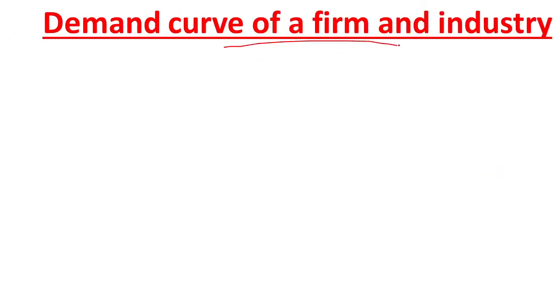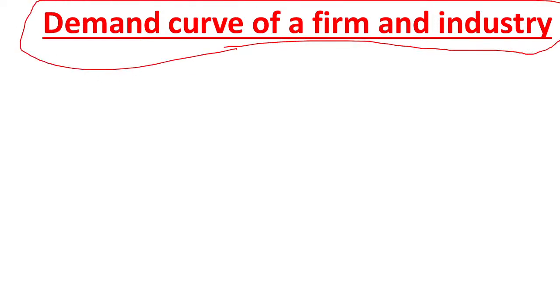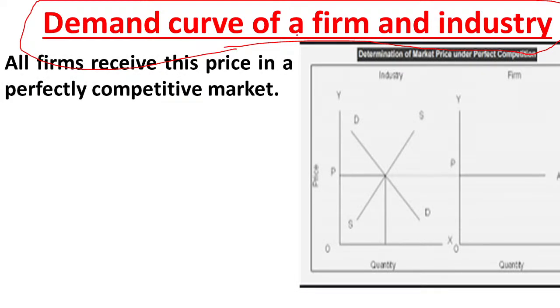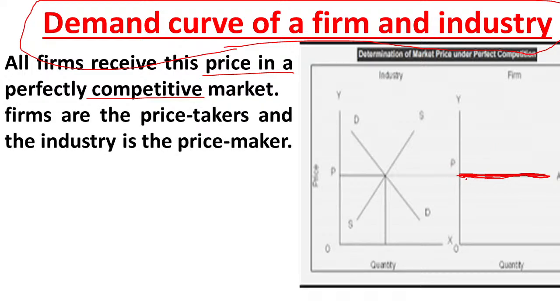Then let us see the demand curve of a firm and industry in a perfect competition market. As we all know, in perfect competition the price cannot be altered by individual firms. So in the case of individual firms, the demand curve is horizontal to the x-axis. In this diagram, this red marked line is known as the demand curve, and it is equal to AR and also equal to MR. All the firms receive this price, since firms are price takers, so they cannot change the price. So the price line is a horizontal straight line to the x-axis. Firms are price takers and the industry is the price maker here.